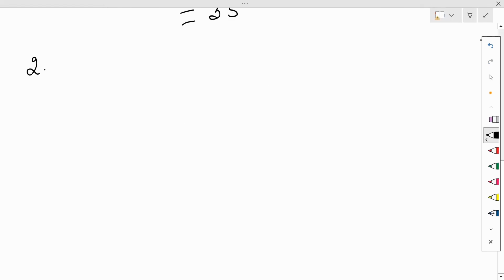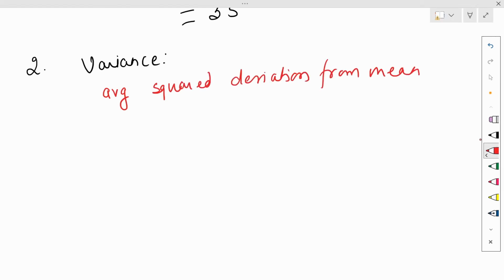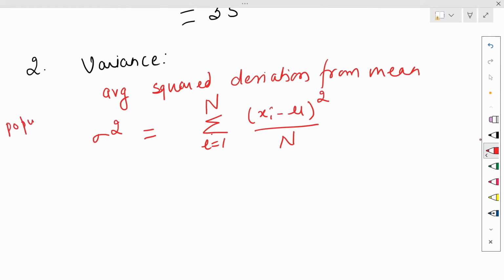The other measure of dispersion is variance. Variance is the average squared deviation from the mean. It is denoted by sigma square and its formula will be summation of square deviation from the mean. So if xi is the point, its deviation from the mean, we will take its square and then divide by the number of points. This is called population variance.